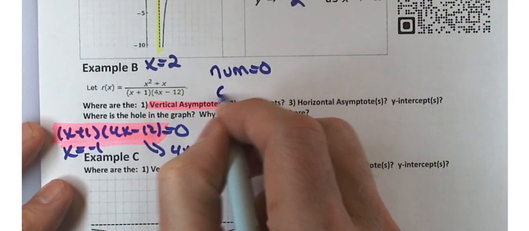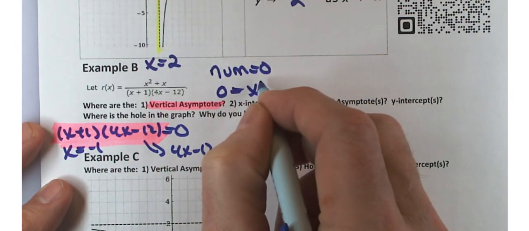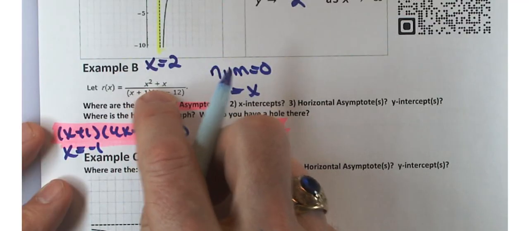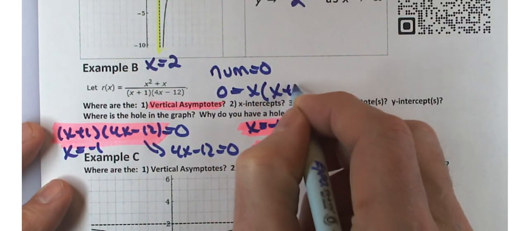So we get 0 equals x squared plus x. Let me factor out the x. x times x plus 1.